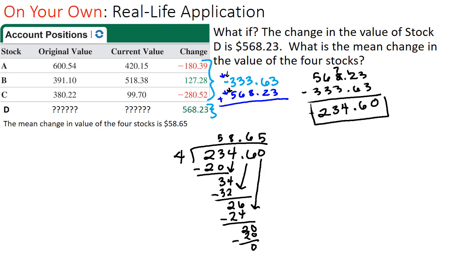So I know that the new average of all of these stocks is going to be 58.65. So the mean of the mean change, including stock D, is going to be this $58.65.